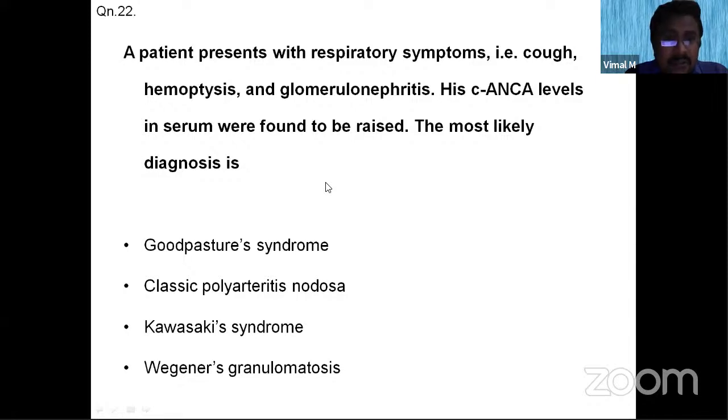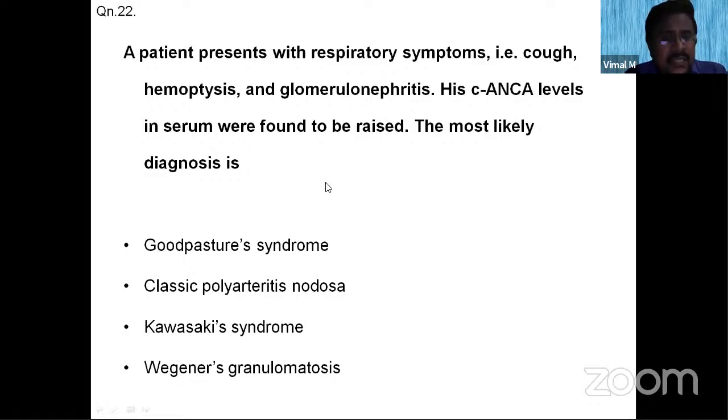Okay, cytoplasmic ANCA. So it is found to be raised. But if you attended yesterday's class, you will remember that ANCA positivity is usually seen in Wegener's granulomatosis. Yesterday I told you the recent name for Wegener's granulomatosis, that is granulomatosis with polyangiitis. Granulomatosis means granuloma, and with polyangiitis, involvement of multiple vessels will be there.